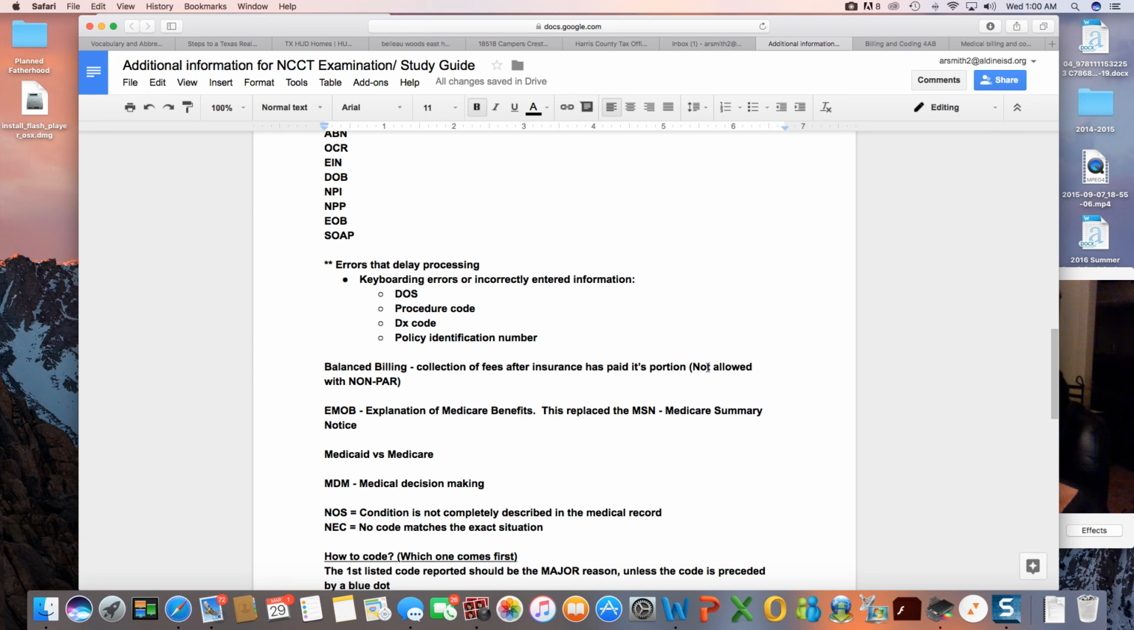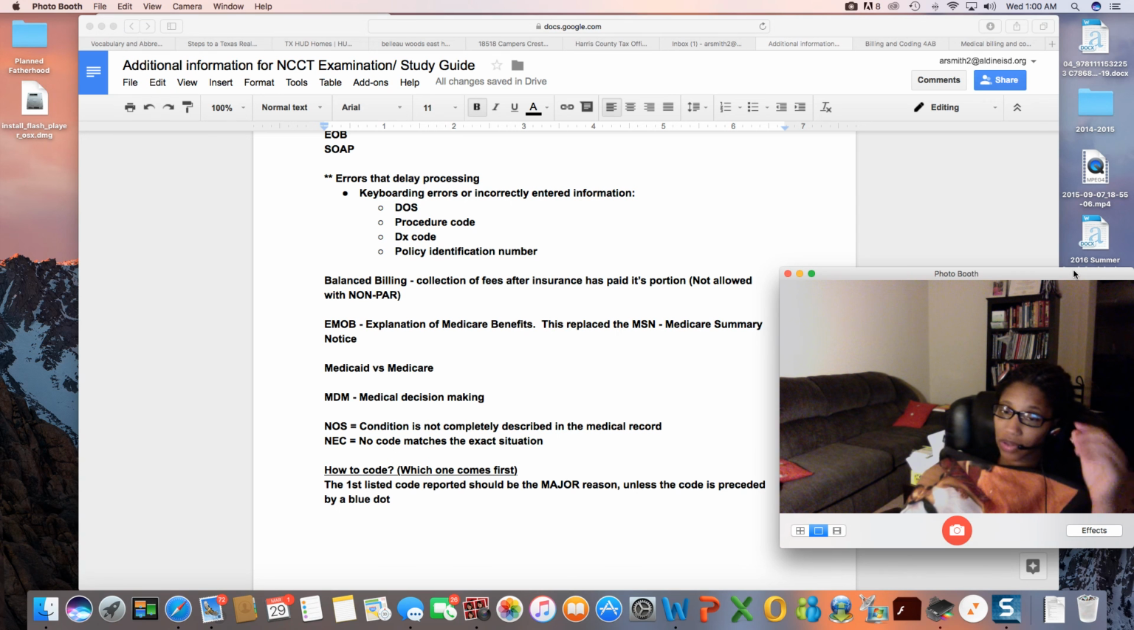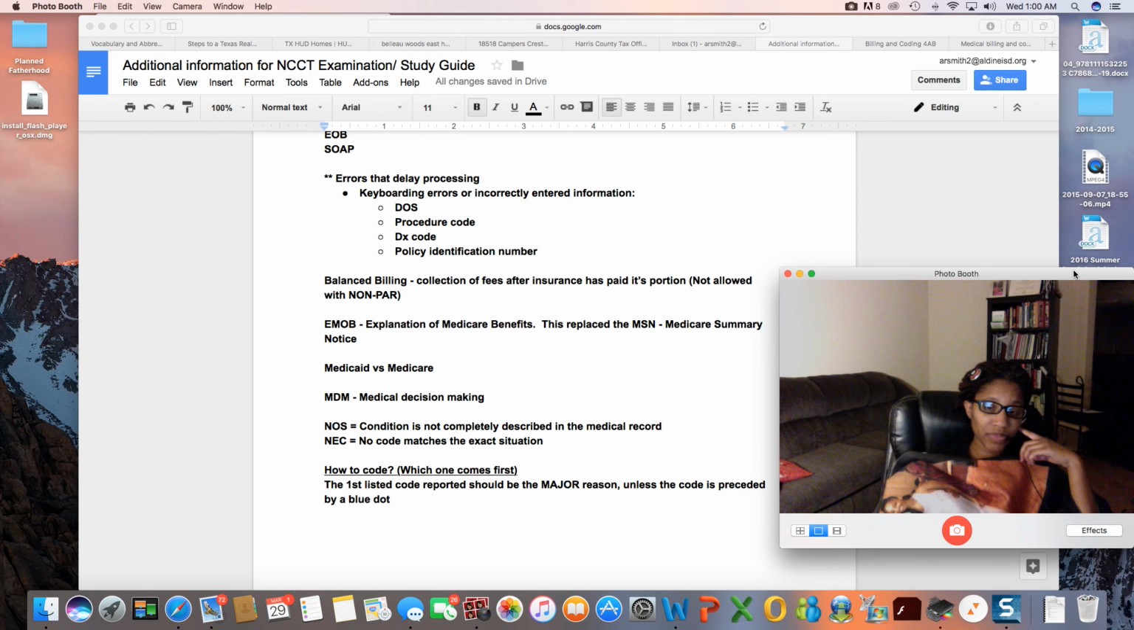EOMB is the explanation of Medicare benefits. This replaced the MSN, the Medicare Summary Notice. Know the difference between Medicaid and Medicare? There are questions on them, and you should already have a note card or note cards for both Medicaid versus Medicare.